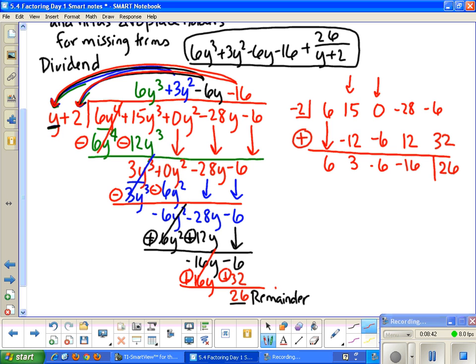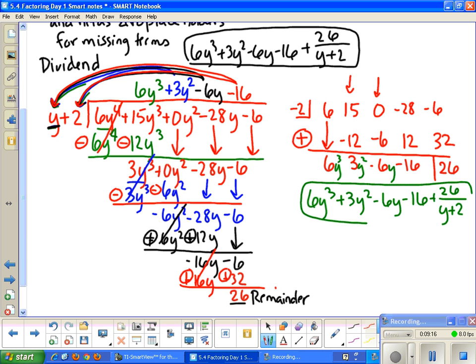And then remember that when you're doing synthetic division, since you took out your variables, you still have to place them back in. So when you're placing them back in, it's always 1 less than the degree of your dividend. So my dividend is degree 4. So then we start off y to the third. This would be y squared. This would be y, and then we don't have a y here, and this is our remainder. So 6y cubed plus 3y squared minus 6y minus 16 plus 26 over my divisor y plus 2.